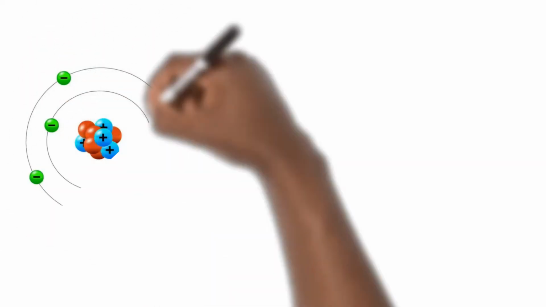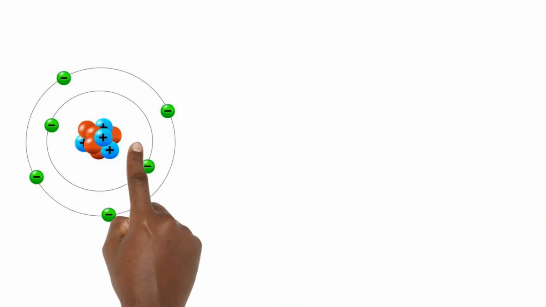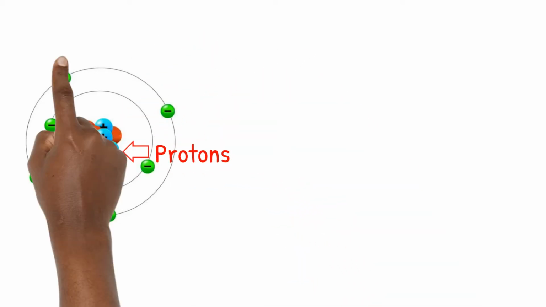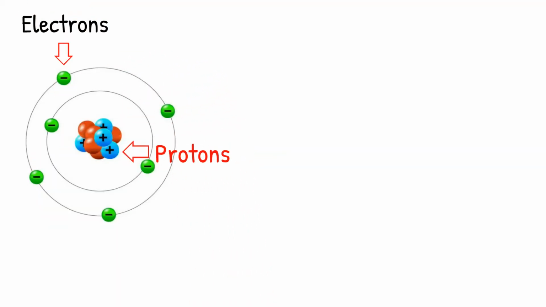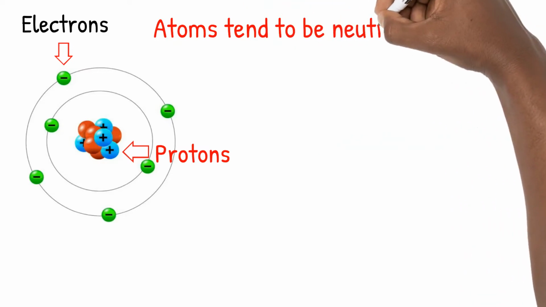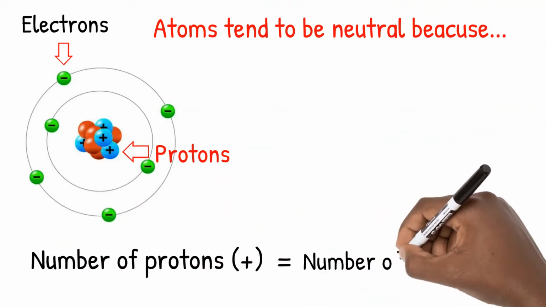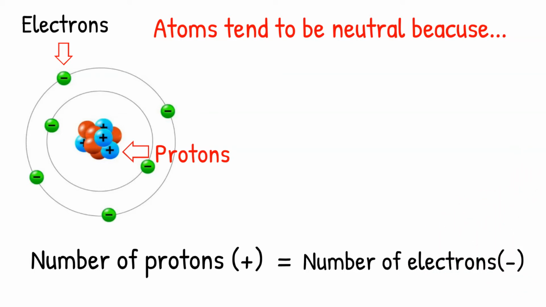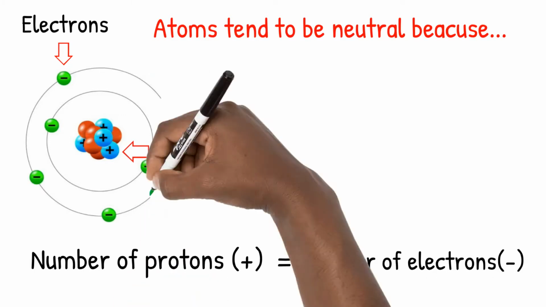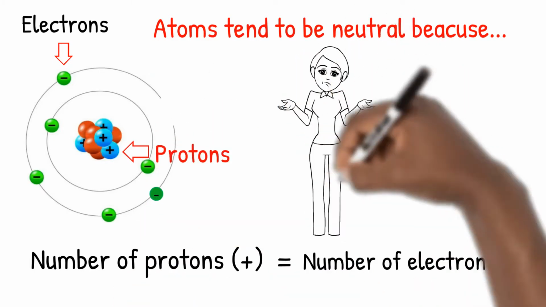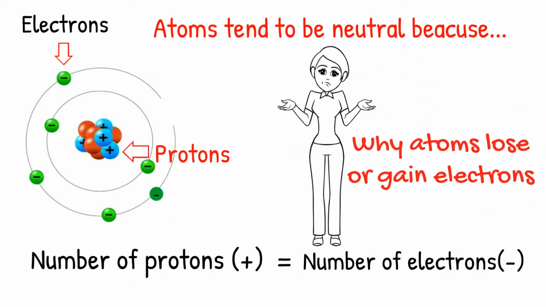Well, in the atom, we have the positively charged protons found in the nucleus, of course with the neutrons, and then the electrons found outside in shells. Now, atoms tend to be neutral simply because the number of protons equals the number of electrons. Now, sometimes atoms can lose electrons or even gain electrons at other times. But the question is, why do they lose or gain electrons?